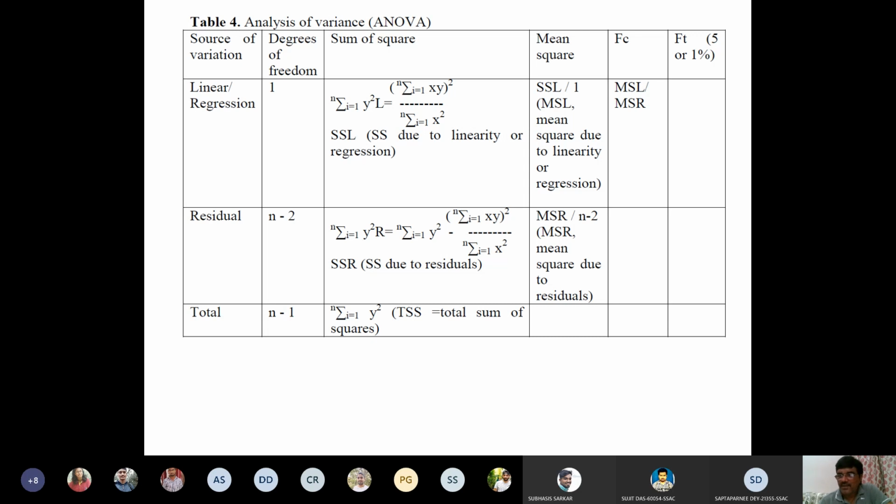Variability in the data is partitioned into different components in the F test. So here the sources of variation for the F test are regression, the first source, and residual, the second source, because you have seen the error was there, and then the total. Degree of freedom is the next column in this ANOVA table, analysis of variance. For regression, the degree of freedom is 1.